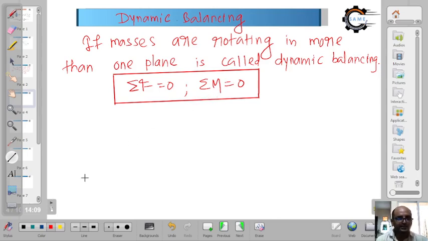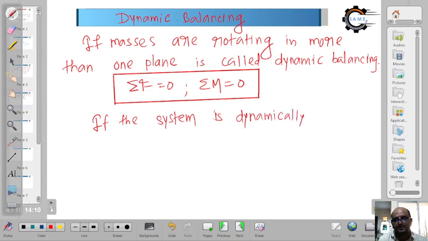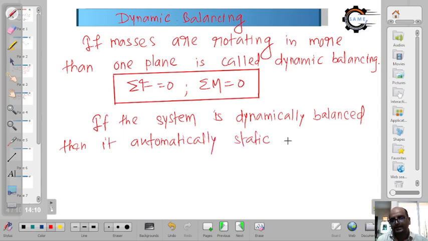See, if the system is dynamically balanced, then one conclusion we can find is that it automatically gets static balance also, right? You understood this? Okay, now we will see.